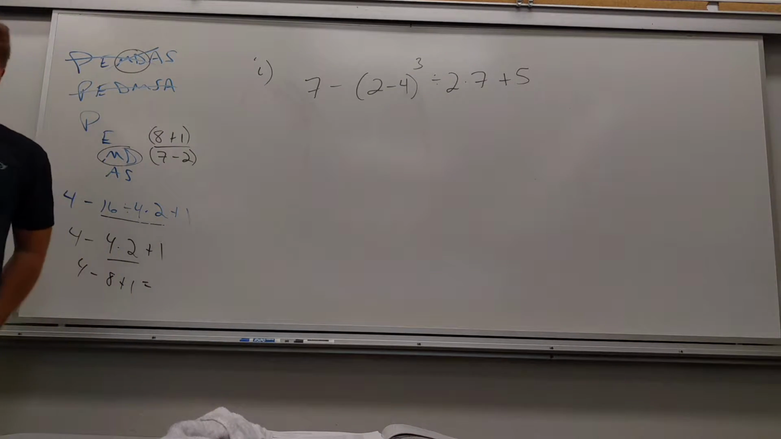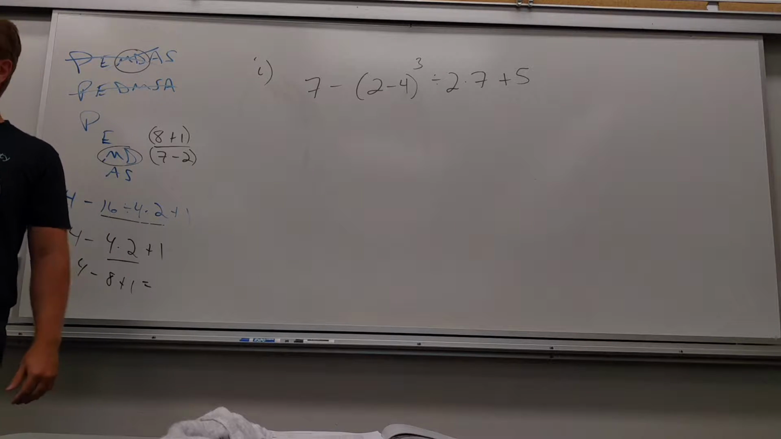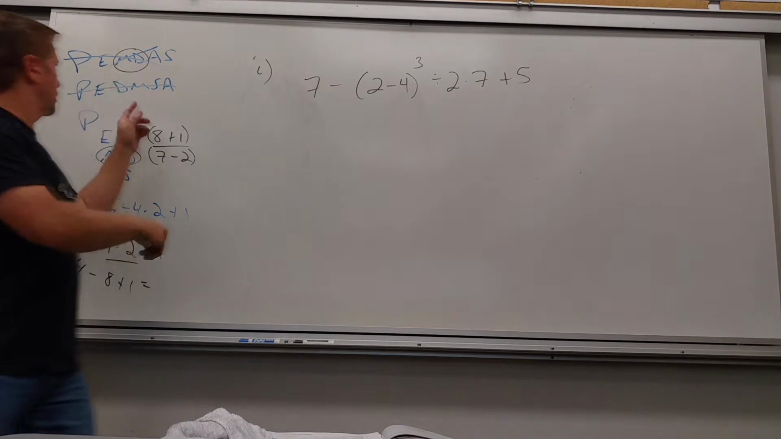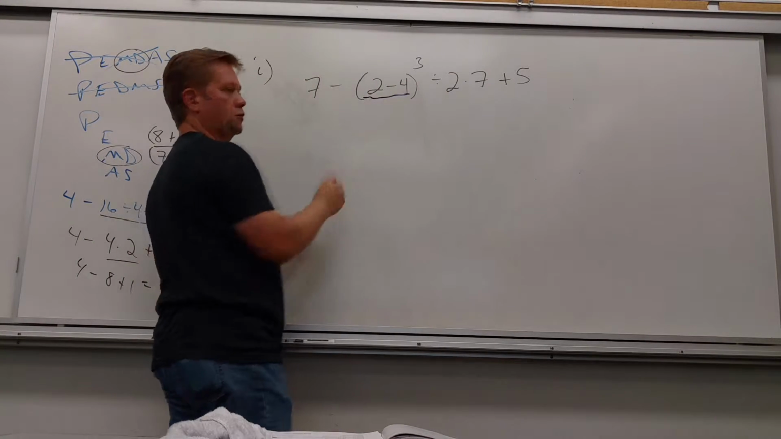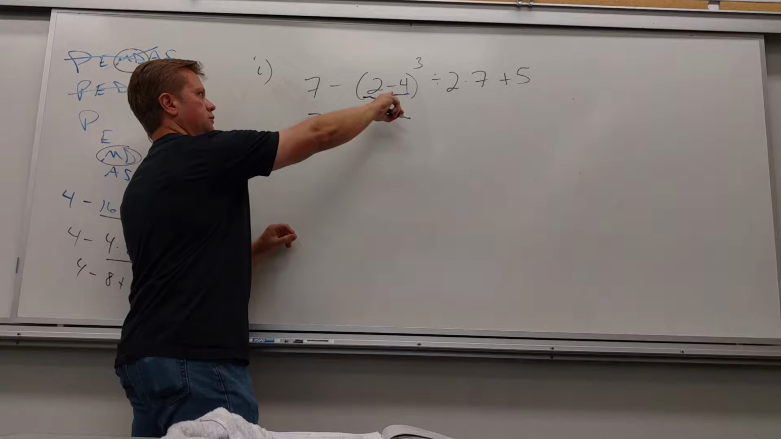Alright, so here's how you do this. The less comfortable you are with order of operations, the more you just do one thing at a time. So what's the first part of order of operations? Parentheses. I like it. So are there parentheses? Yes. And that parentheses really means inside the parentheses. Is there something you can do inside the parentheses? Of course. And what can you do? What is 2 minus 4?